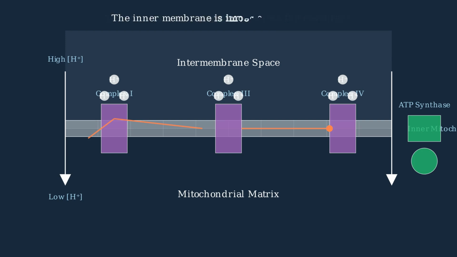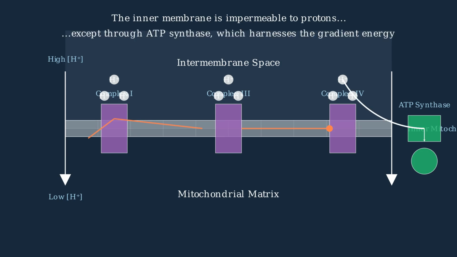The inner mitochondrial membrane is impermeable to protons, so they cannot freely diffuse back into the matrix. Instead, protons can only return to the matrix through ATP synthase, which harnesses their energy to produce ATP. As protons flow through ATP synthase, they drive the rotation of its components, which couples the proton gradient to ATP synthesis.